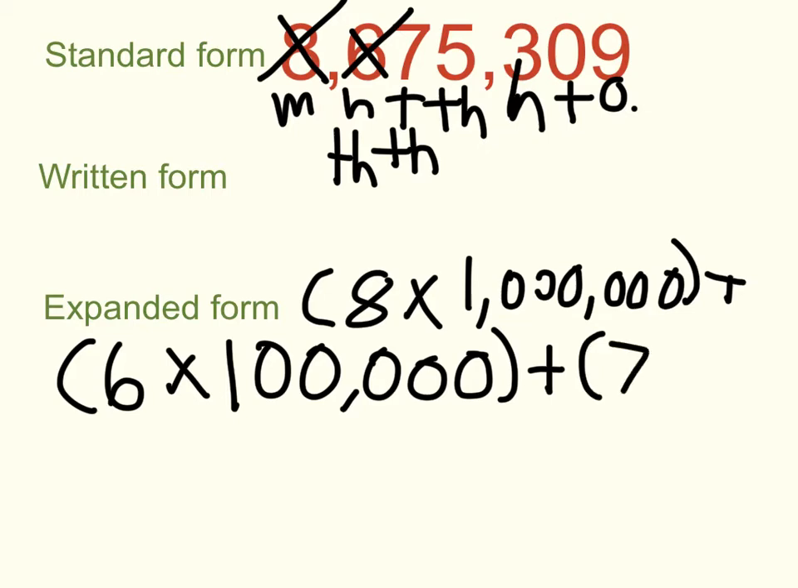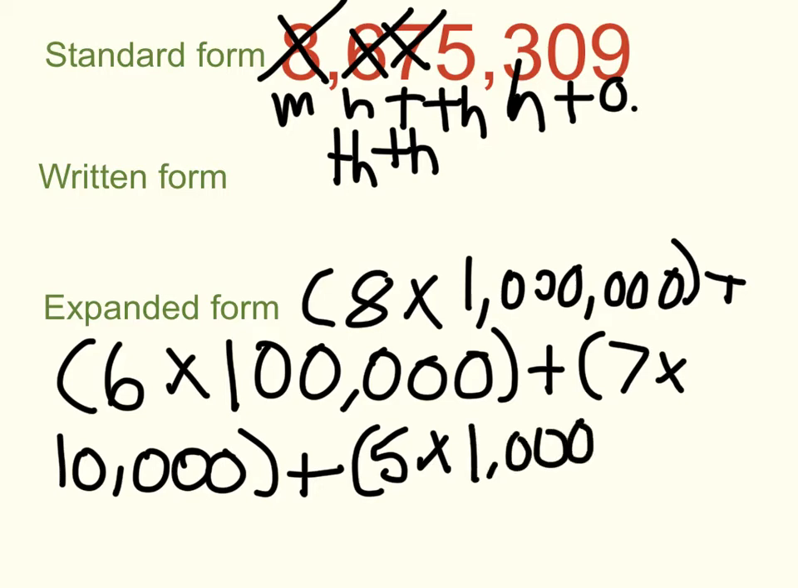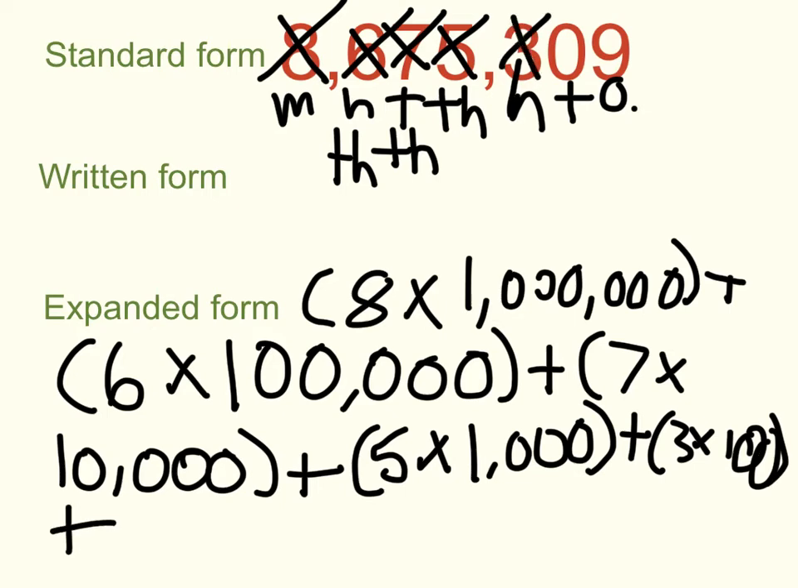Repeat this same process, 7 times, and I didn't leave myself enough room, so I'll drop to my next line, 10,000, close the parentheses, plus, cross off my 7. My next digit is my 5, 5 times, and that's in the thousands place, 1,000, close parentheses, plus. Next digit is 3 times 100, because it's in the 100s place, close the parentheses, plus sign, cross it off. I come to a 0, so I don't actually need to do anything for that because the value is 0, so I can just cross that off. And then I come to my last one, which is 9 times 1, close the parentheses, nothing left, cross it off. Once I've crossed off every single digit, I know that I am correct, and I've done every single number.